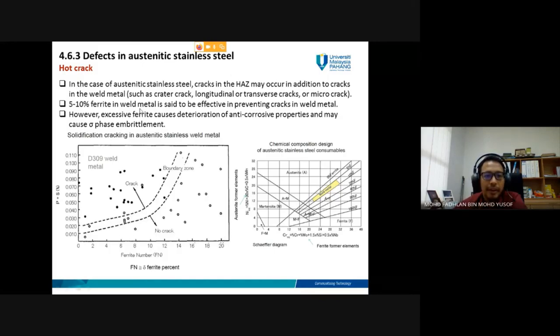And then excessive ferrite cause deterioration of anti-corrosive properties and may cause sigma phase embrittlement. Okay. So kalau kita nak tambah ferrite ni lebih daripada percentage ni, akan berlaku masalah yang ni pula. Dia akan berlaku masalah daripada segi sifat anti-korosif tu semakin lemah lah. And then phase embrittlement juga berubah. Itu yang agak sensitif sikit dia, this type of stainless steel.